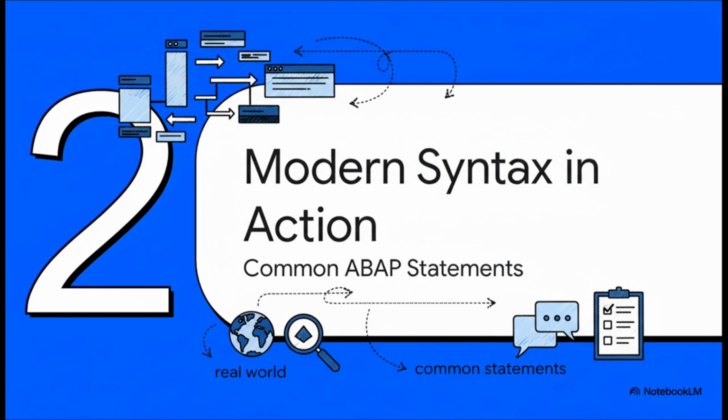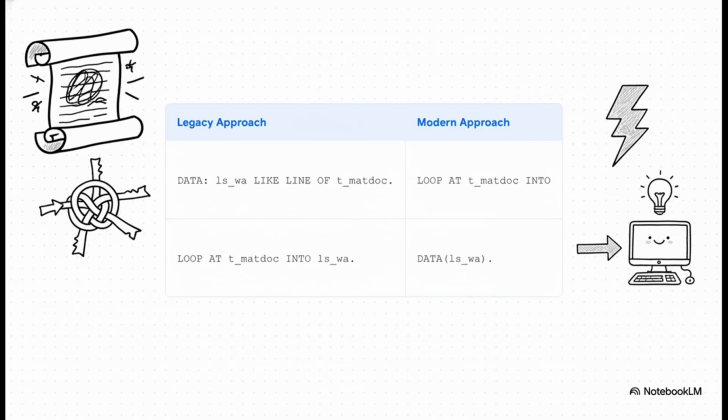Okay, so let's get into our next section, modern syntax in action. Enough with the theory, let's see how this stuff actually looks in the kind of ABAP statements we write every single day. All right, take a classic LOOP AT statement. You know the drill. In the old days, you had to explicitly declare a work area, ls_wa, making sure it had the right line type. Now, you just write INTO DATA(ls_wa). That's it. The compiler looks at the table, figures out the line type, and creates the work area for you.